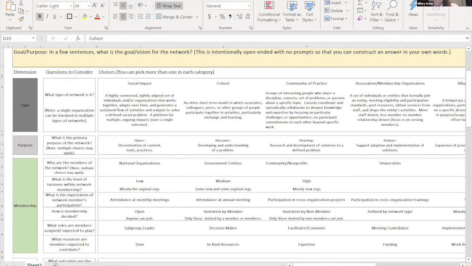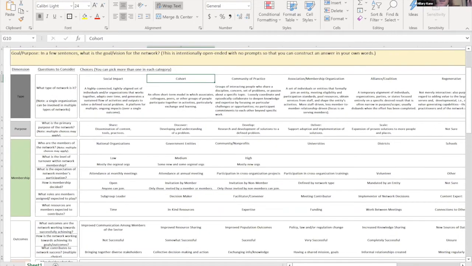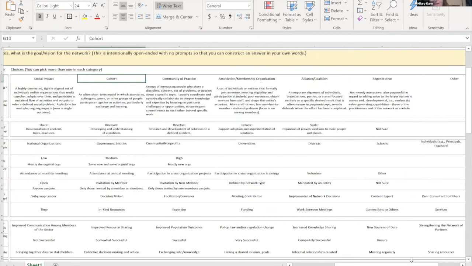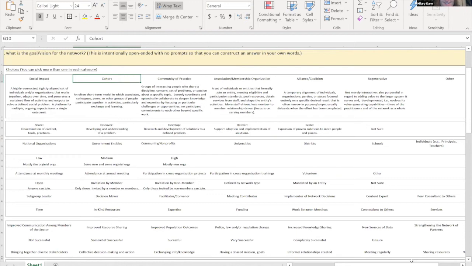Hi, Hillary. I'm really fascinated by the types of networks, and I'm just thinking about my own network. When you were sharing it on screen initially, I could only see the first four things, and I was like, well, we're a little bit of an association, we're kind of a community of practice, there's elements of the cohort. But now that I've downloaded it and I'm looking at the whole thing, I'm like, ooh, regenerative. That sounds interesting. Tell me more about that.